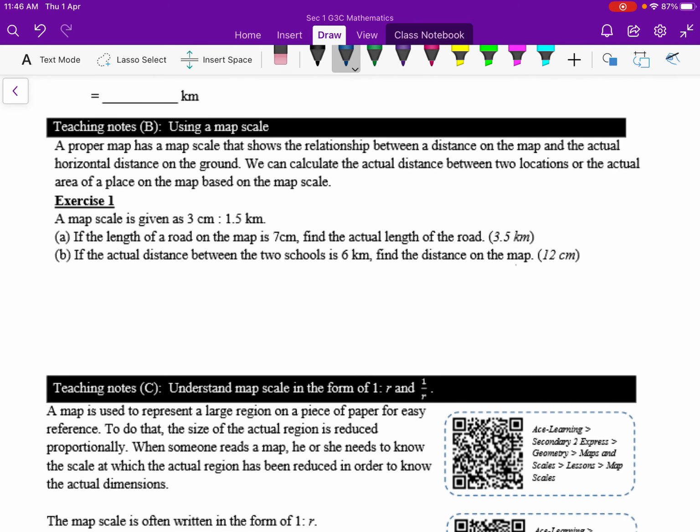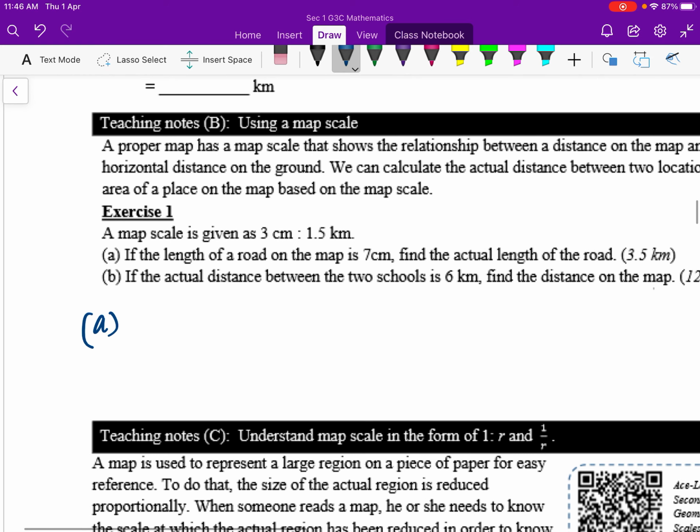We'll talk about using a map scale. So, exercise number 1. I'll show you different presentations that are allowed. Okay, ready? Must pay close attention. A map scale is given as 3 cm to 1.5 km. If you are using ratio, it looks like this. Map to actual. You write down 3 cm to 1.5 km.